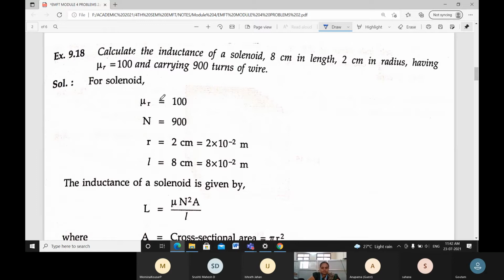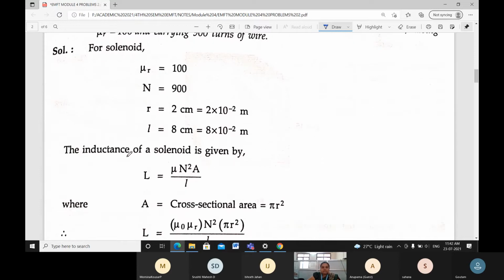What are the given factors for us? Mu r is given as 100, n is given as 900. Then small r is 2 centimeters, radius 2 centimeters. Then L is 8 centimeters. In this case, for the solenoid, remember for the solenoid, L is going to be mu n square A divided by L.